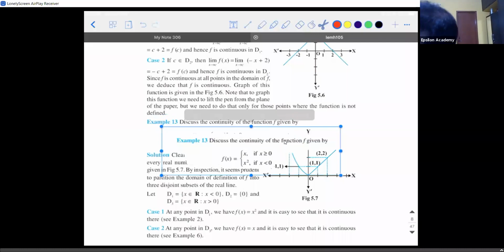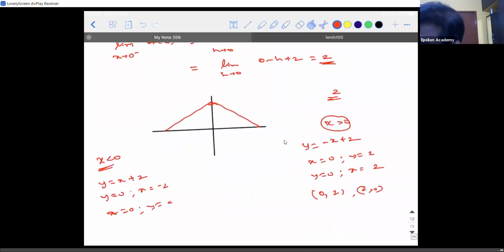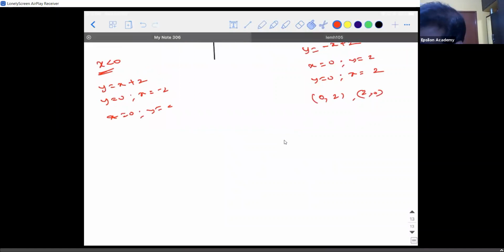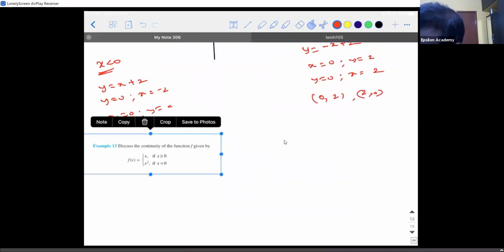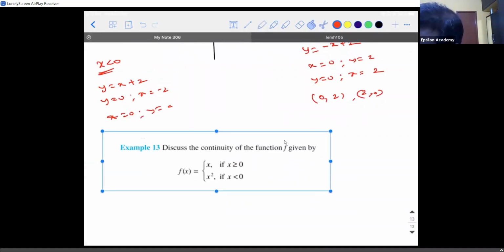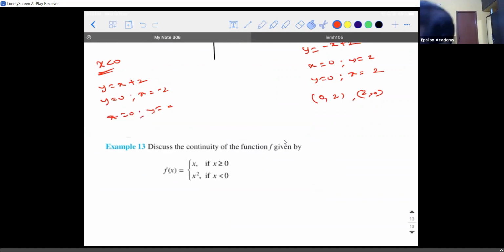So what are we supposed to do? First observe what kind of a function it is. f of x is equal to x represents what? I can say it's a polynomial function, right? Or it's an identity function. So this function has a domain of real numbers. x square is also a polynomial function. Every polynomial function's domain is real numbers only.